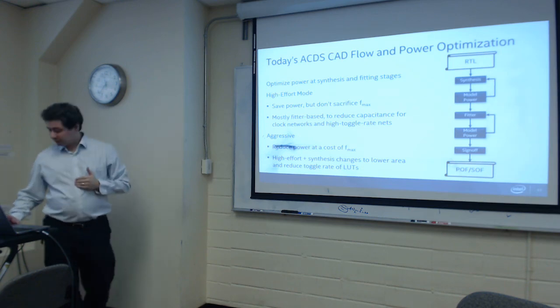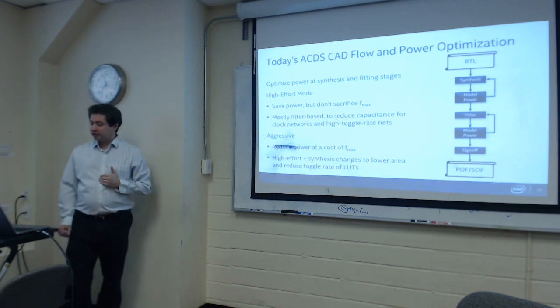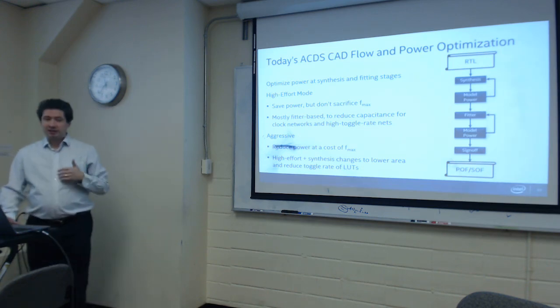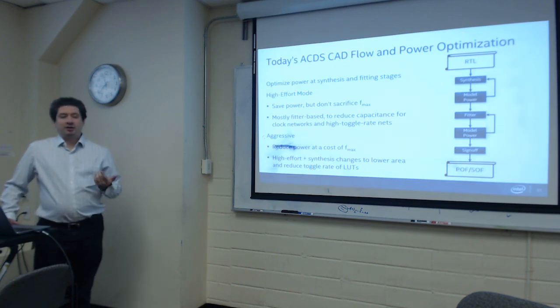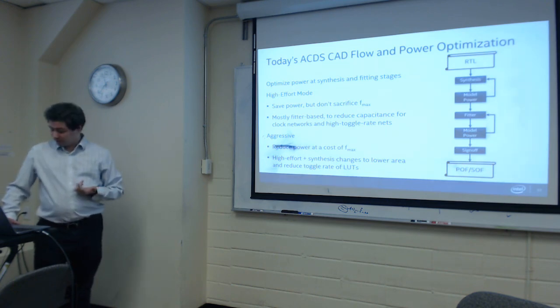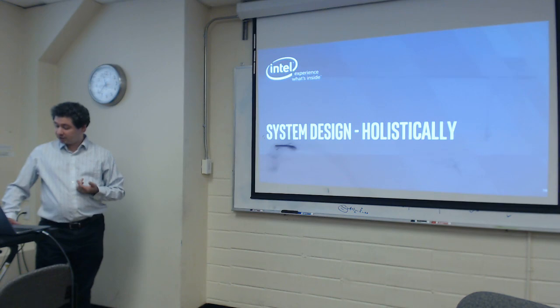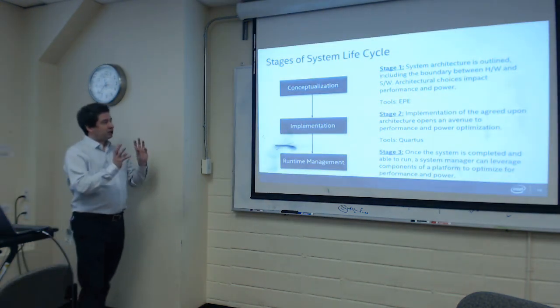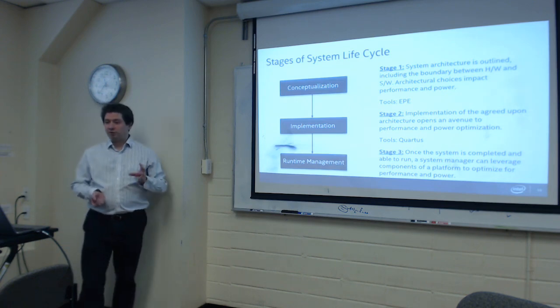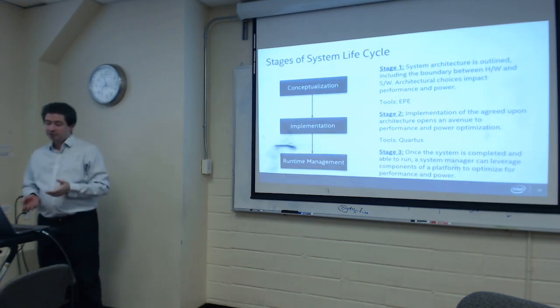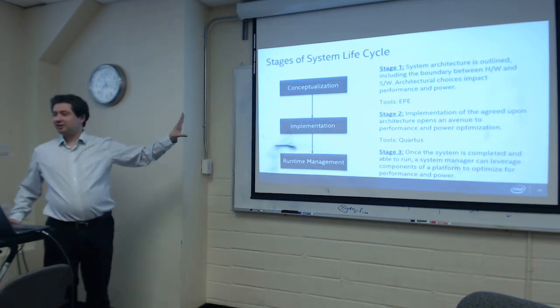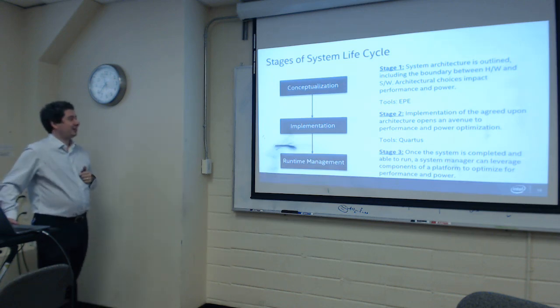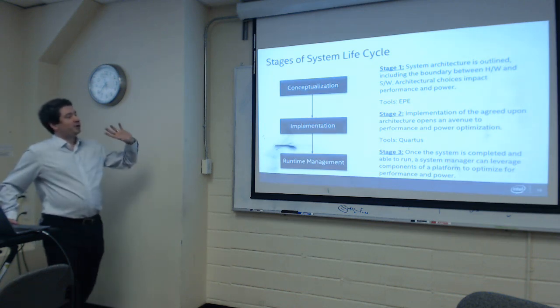Now, if you're a designer, one of the things you would think about is, is this the only thing I could do to optimize my design? If you look at a system design holistically, you'll find that there are three general categories in which you can perform a design optimization. I did not invent this. This is actually in the literature, so I can give you references afterwards. But there are basically three stages.